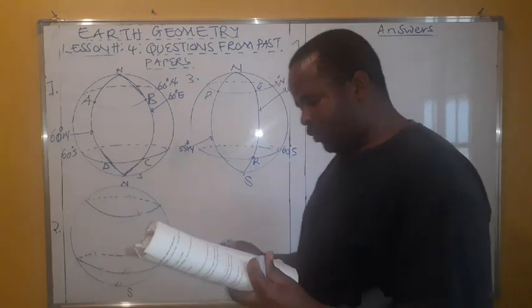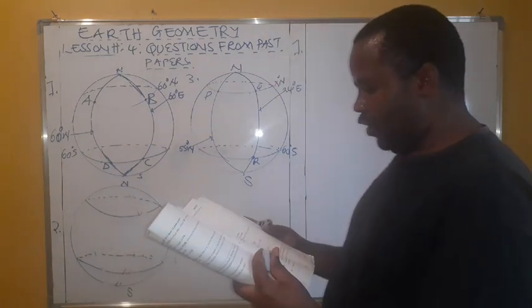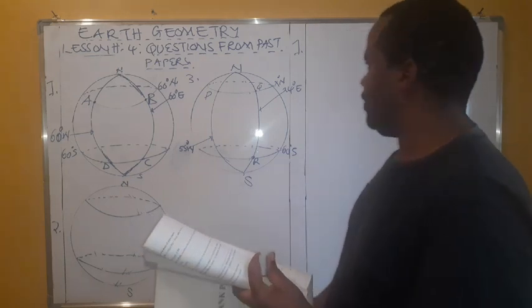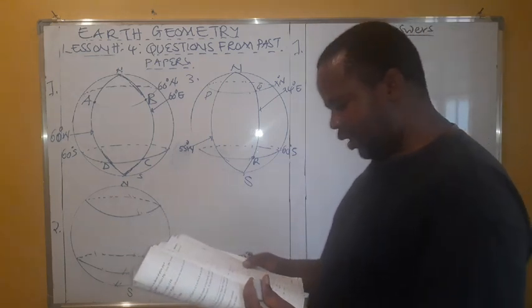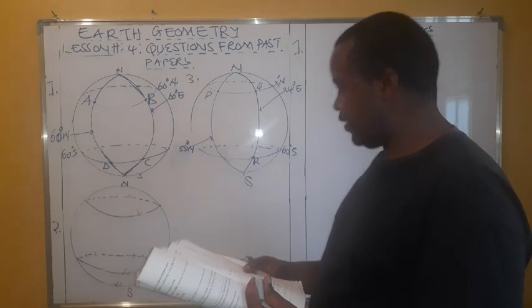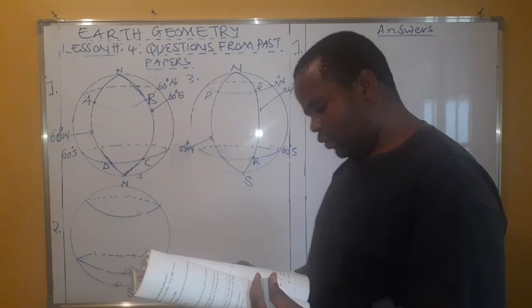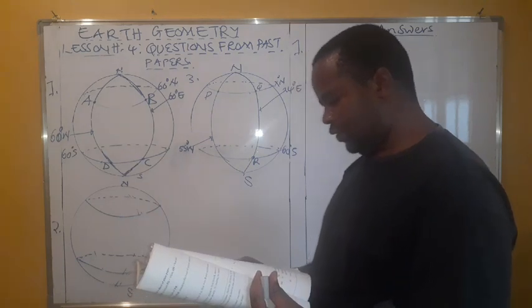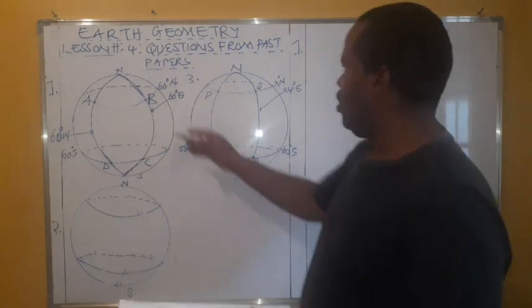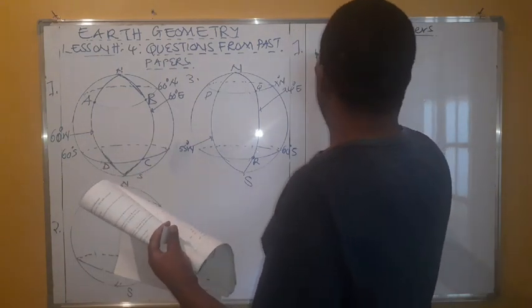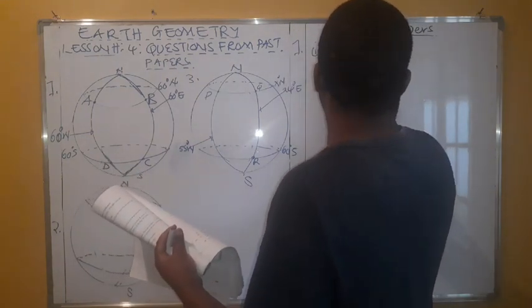Then take pi to be 3.142 and the radius to be 3437 nautical miles. If that's the case, can we calculate the distance BC along the longitude 60 degrees east in nautical miles? So Roman numeral 1: we want to find the distance BC.